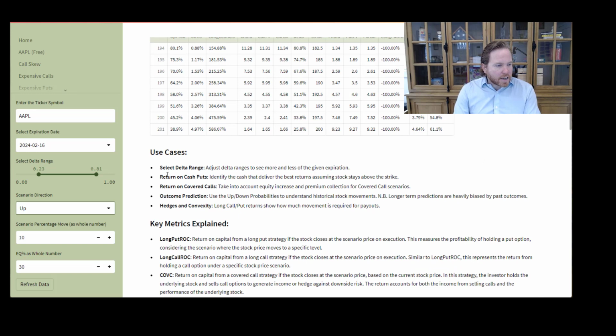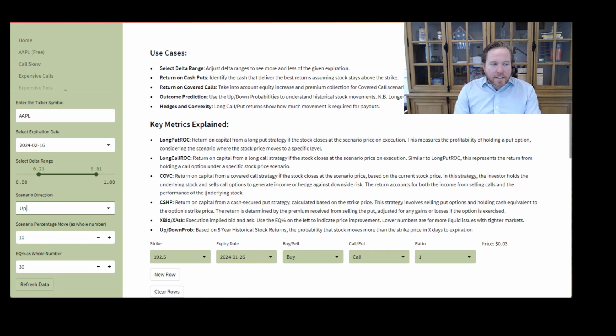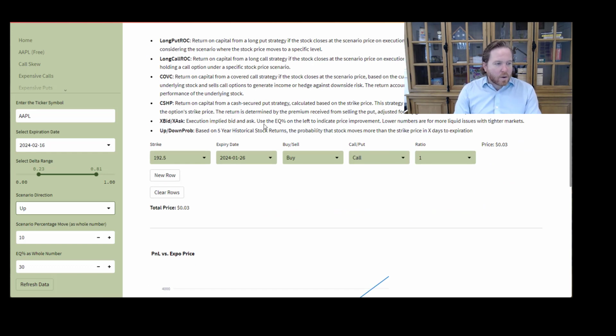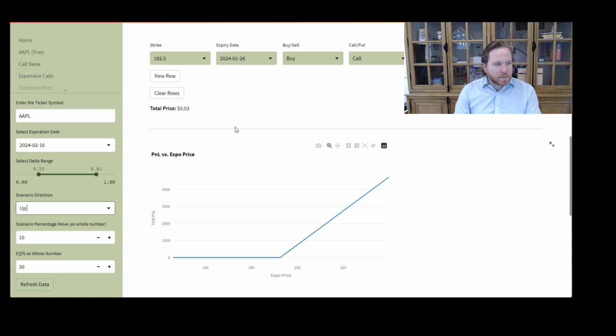Kind of below this, I detail some of the use cases of this, how to select the delta range to filter, how to use the return on cash puts, covered calls, some of the outcome prediction with the up and down probability. I get into detail about the exact calculations for some of these metrics, and for the return on capital for both the cash put, what those execution bid and offers are. And then we have the ability to track and plot, as you'll see below.